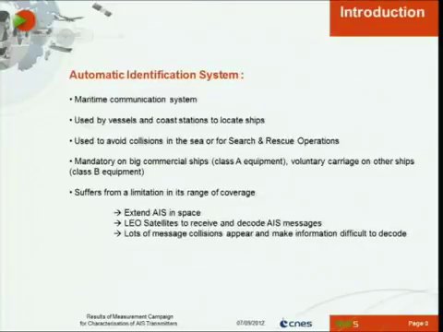As it has already been said in the previous presentation, automatic identification system is a maritime communication system. It's mandatory on big ships. In this case, AIS transmitters are called Class A equipment. On other ships, this system is based on voluntary carriage. And in this case, AIS transmitters are called Class B equipment.